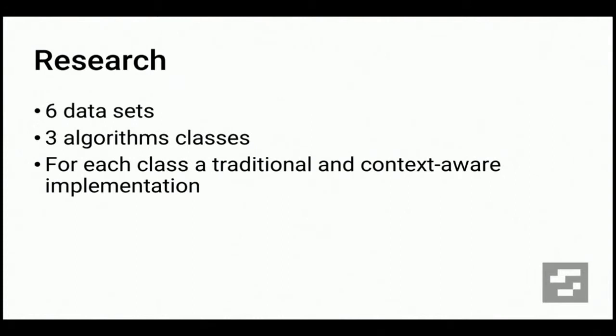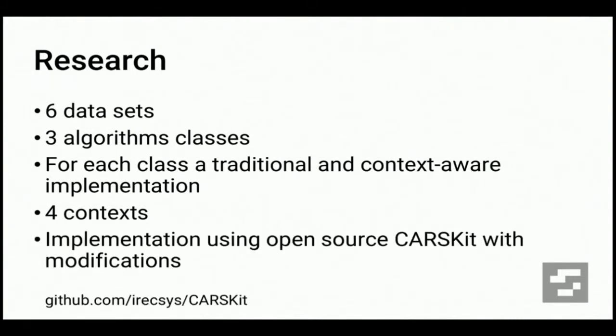I used 4 different contexts, which were basically the hour of the day, the day of the week, the location of the user, and the device that a user is using. And I used an open source toolkit, the CARS kit, which stands for Context-Aware Recommender Systems, to implement those algorithms. I made some modifications to make it more suitable for the use case here, the large data sets that we have, and I used that to do the comparison between the approaches.